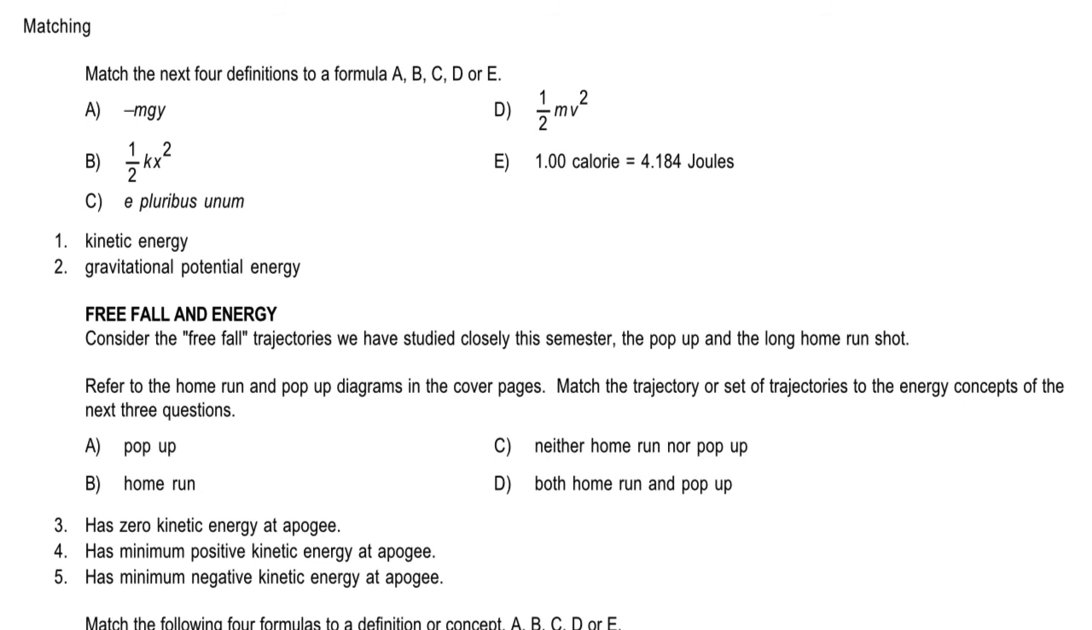And then number 1 and number 2 down here are, okay, there's the definition. There's the vocabulary term. Kinetic energy, and that matches up to option D. Gravitational potential energy, that matches up to option A. So your matching will be the formulas that we've studied, not too many, 3 or 4 maybe. And then some concept or a name or a vocabulary term. And that'll be the first few questions on the test.